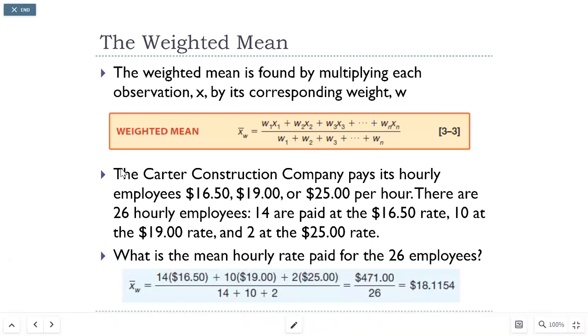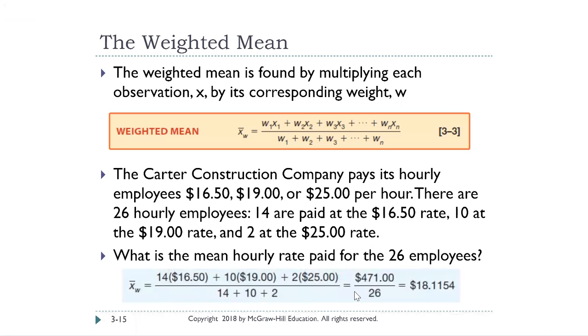So if you see some sort of question that looks like this: the Carter Construction Company pays its hourly employees $16.50, $19, or $25 per hour. There are 26 employees. 14 are paid 16.50, so this is going to be 14 times 16.50. 10 at 19, so 10 times 19, and 2 times 25. So exactly what this is doing here. And you can see how this calculation is much shorter instead of having to write the 26 numbers next to each other, right? So this is a much easier formula to do. So weighted mean, if you see something like this, it really is simplifying your calculation a lot.